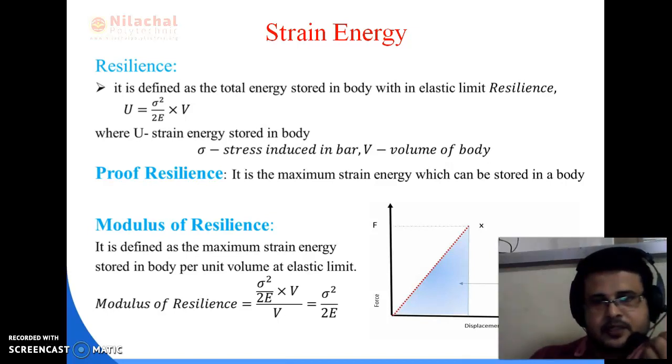Second is proof resilience. Proof resilience is nothing but the maximum strain energy which can be stored in a body.